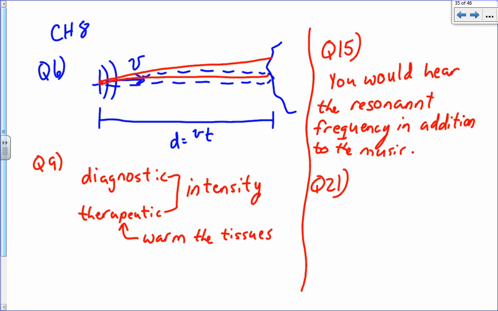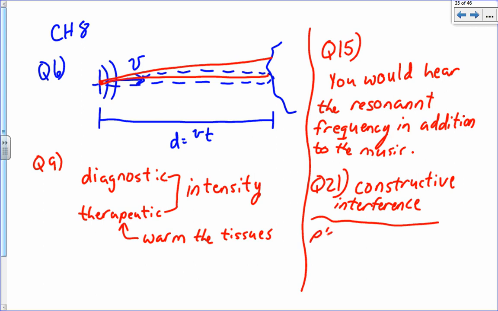Question 21. A sonic boom can break windows. What is the mechanism by which the sound does its damage? In short, this is constructive interference. This occurs when the object that's producing the sound travels faster than the sound wave. So in this case, the plane, which is the object producing the sound, travels faster than the sound wave.